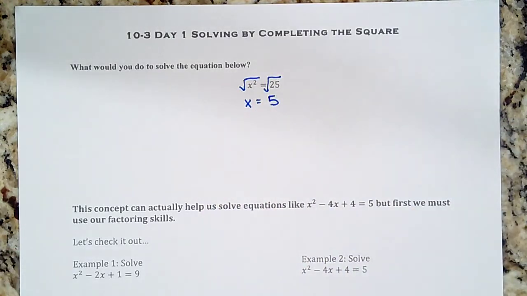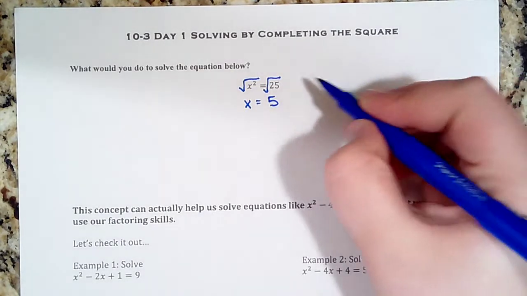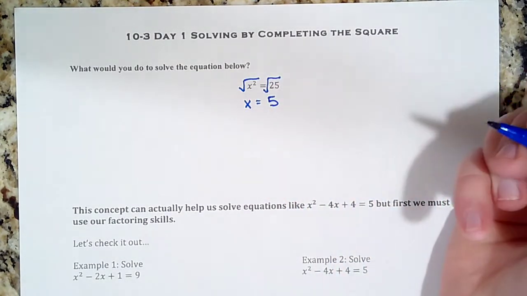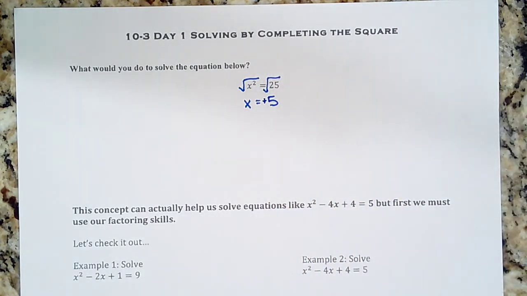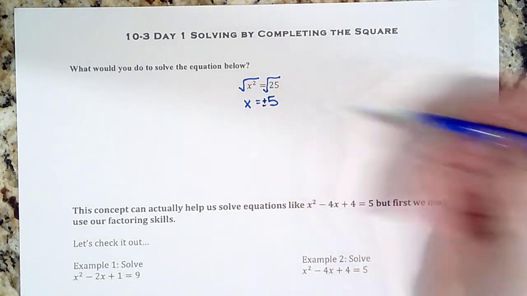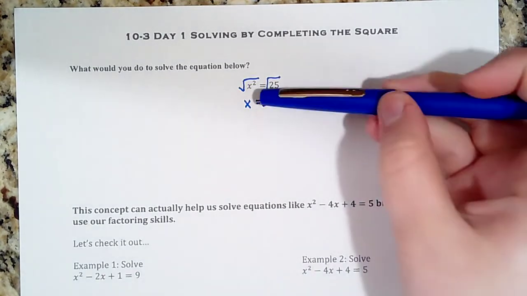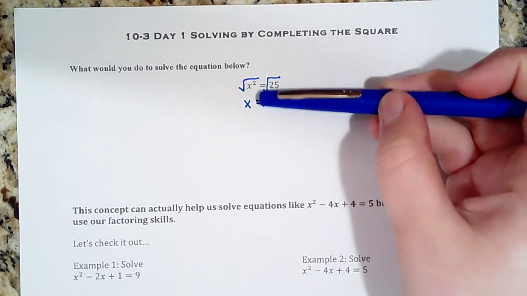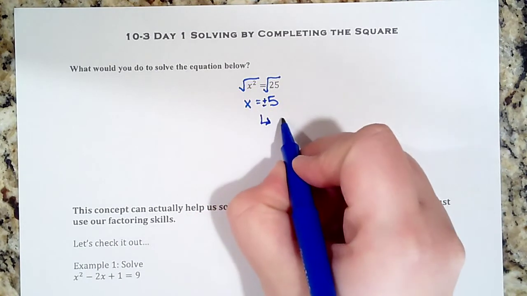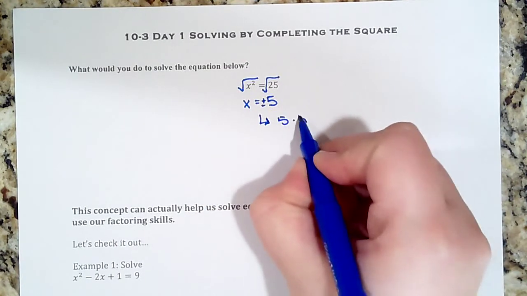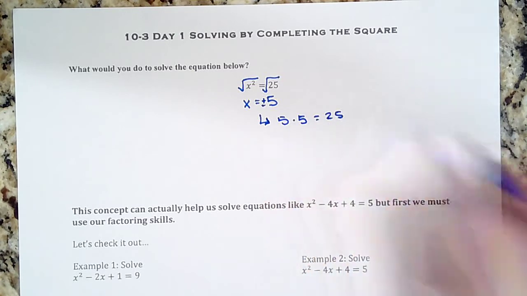is 25. However, what some of you may not realize if you haven't seen square roots before, is that when we take the square root of any number, we actually get the positive version of that number as well as the negative version of that number. So the little symbol that I've put here is called a plus or minus sign. And what that tells me is that positive 5 times positive 5 is equal to 25.